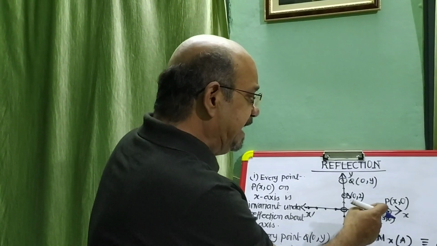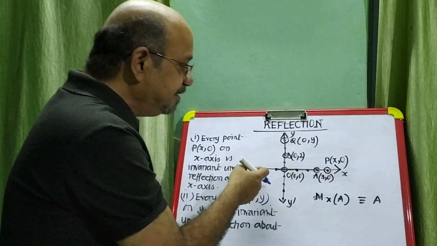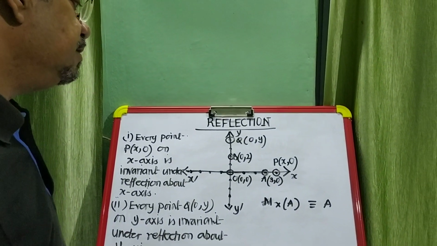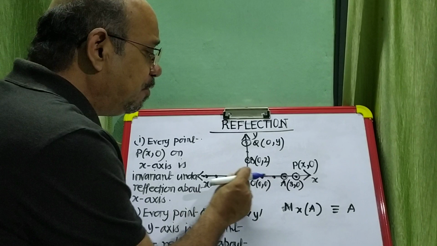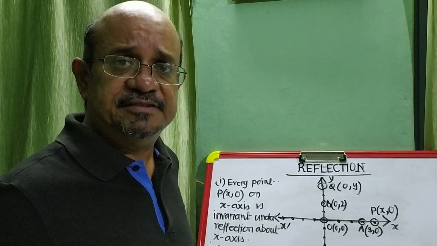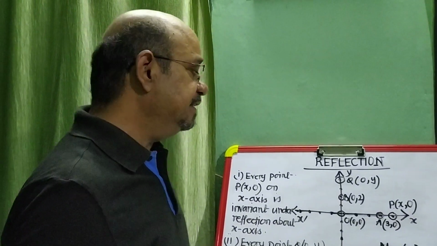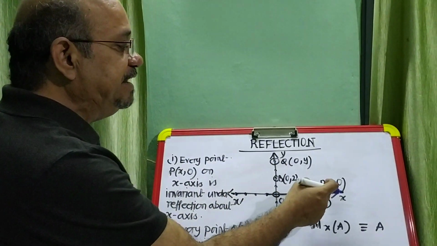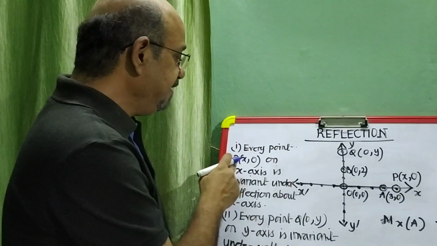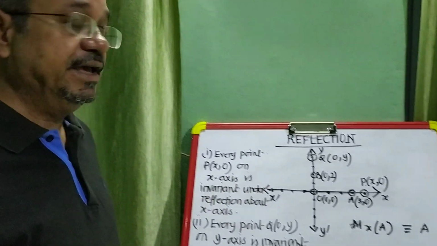But remember, when A is reflected about the y-axis, then this point A will come on to 3 units on the left, that is, it will become (-3, 0). Okay. So do you understand then? Every point on the x-axis will remain invariant under reflection about the x-axis. So if in general P(x, 0) is a point on the x-axis, then it will remain invariant under reflection about the x-axis, whatever x may be. So we can write every point P(x, 0) on the x-axis is invariant under reflection about the x-axis.